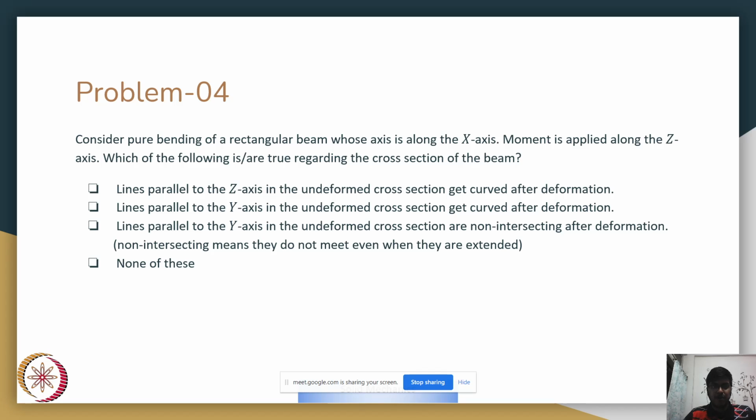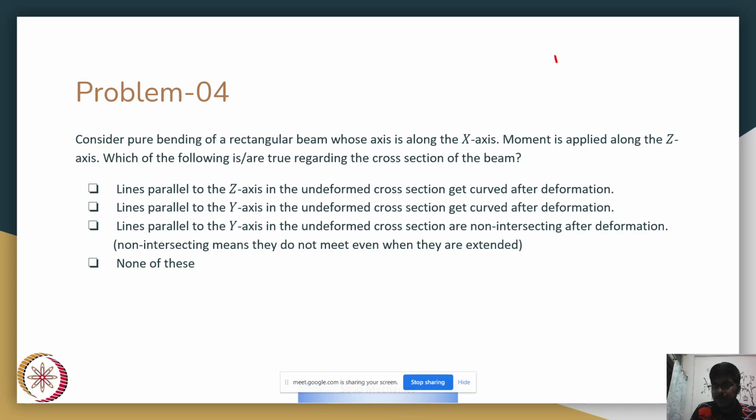Next up, we have problem number 4. Consider pure bending of a rectangular beam whose axis is along the x-axis. Moment is applied along the z-axis. Which of the following is or are true regarding the cross section of the beam?